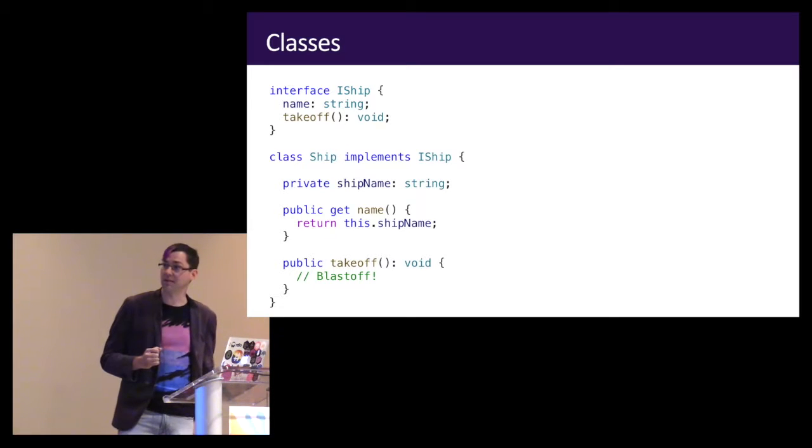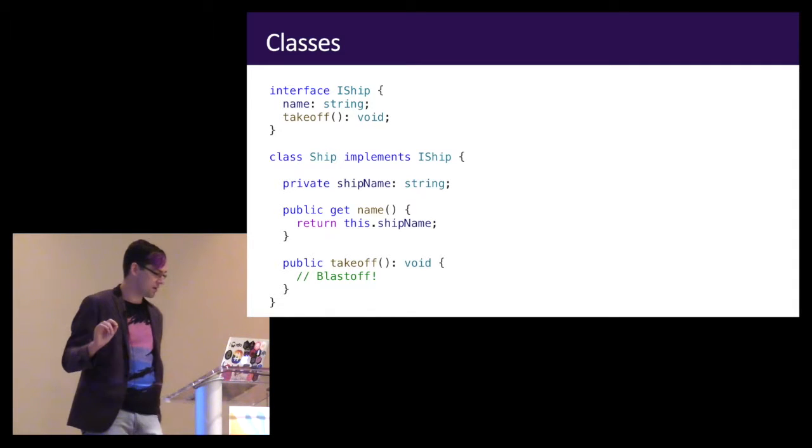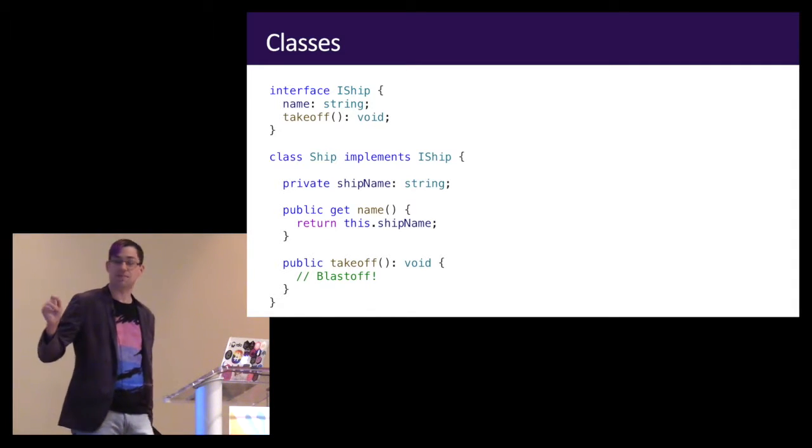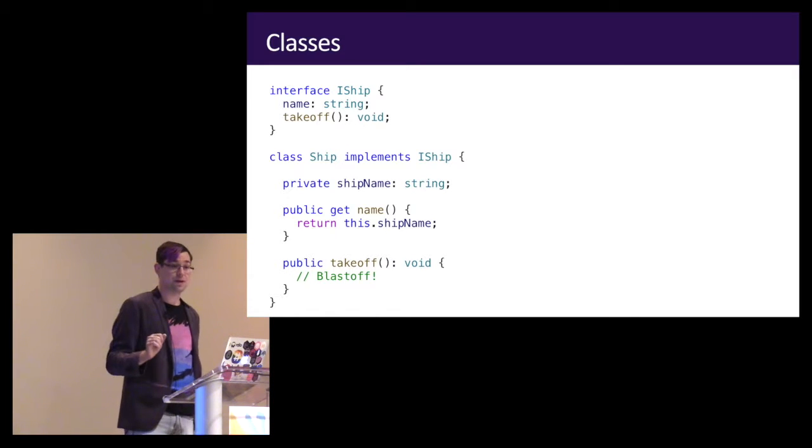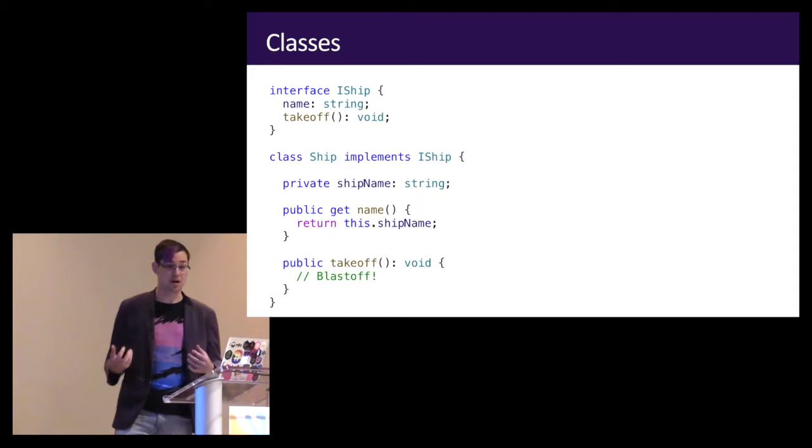And in this example here, you can see we have a name getter, and we have a method called takeoff, and those are defined in the interface. But we also have this property called ship name, and that's not in the interface, and this is perfectly fine. In fact, this is pretty common.